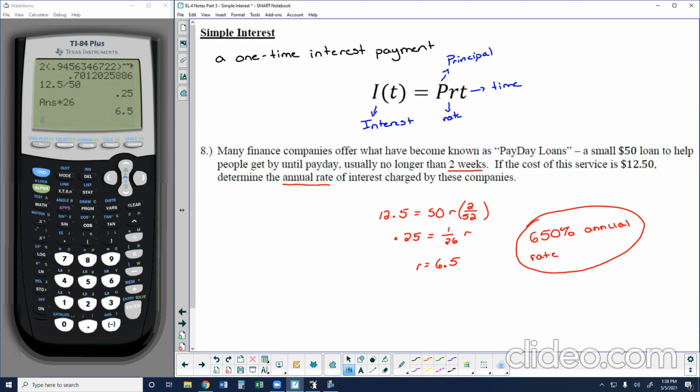So this is just an example of simple interest, not an exponential logarithmic equation, but something that's going to coincide with the following lessons.